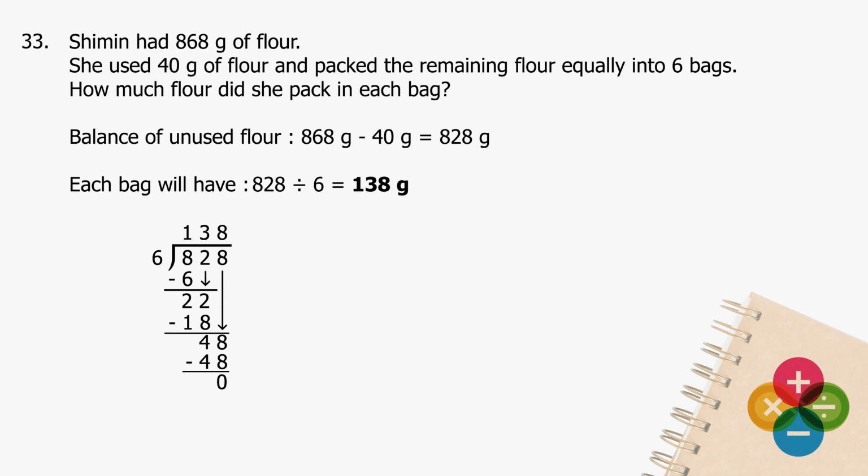Subtracting 40 grams from 868 grams, you will get 828 grams of flour. Divide 828 by 6. Each bag will have 138 grams of flour.